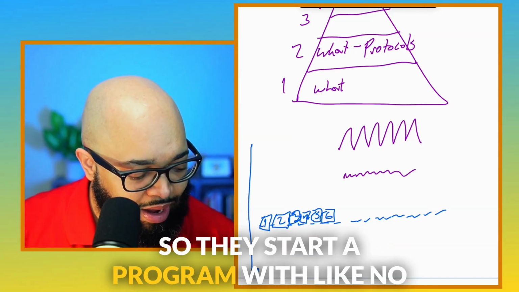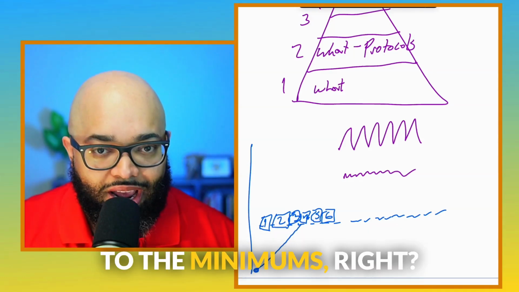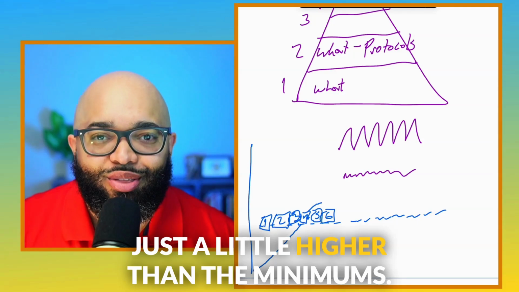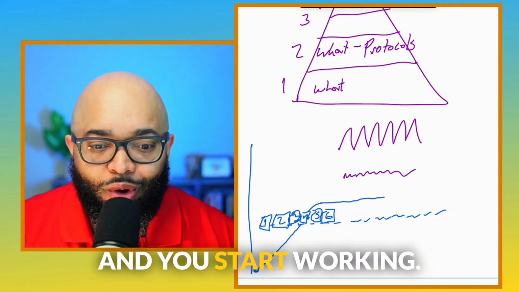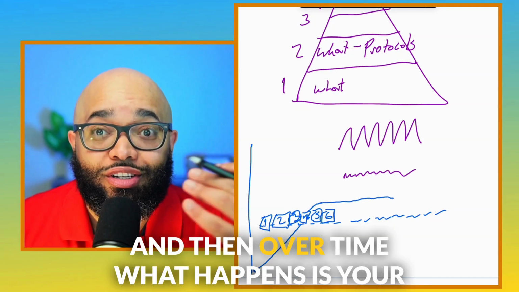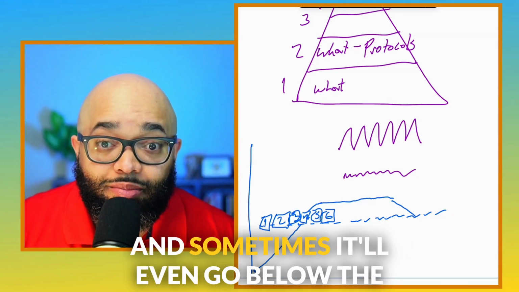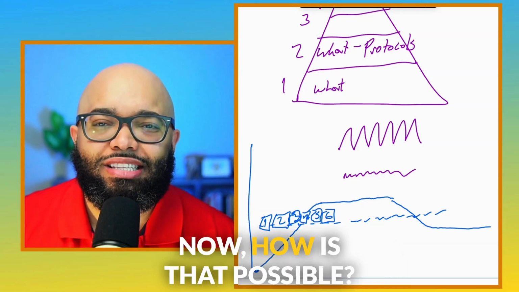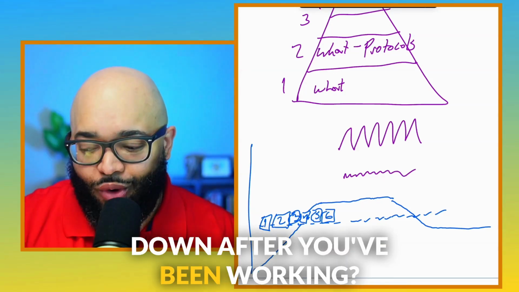But here's where most people get to. They start a program with like no knowledge, and then eventually they get up to the minimums, right? And then right out of school, maybe you go just a little higher than the minimums. And then you get out there and you start working. Over time, your knowledge actually goes back down, and sometimes it'll even go below the minimum threshold. Now, how is that possible? How is it that your knowledge goes down after you've been working?